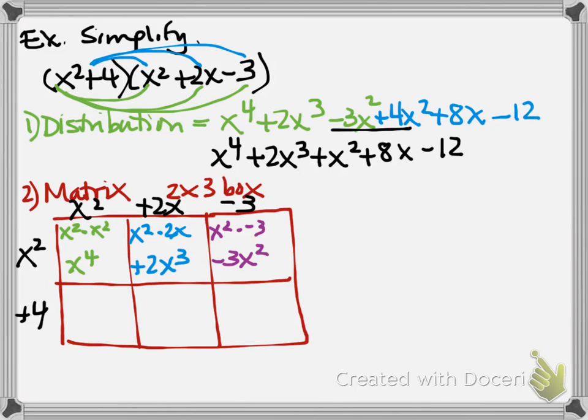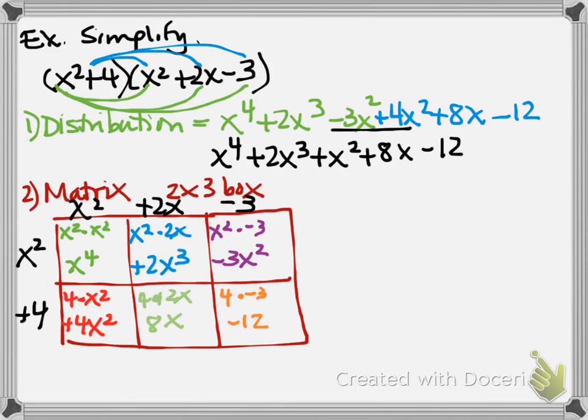And then in the next box, I've got 4 times x squared is, nope, sorry, too many things. 4 times x squared gives me a positive 4x squared. And then I have a 4 times a 2x gives me an 8x. And then I have a 4 times a negative 3 gives me a negative 12.